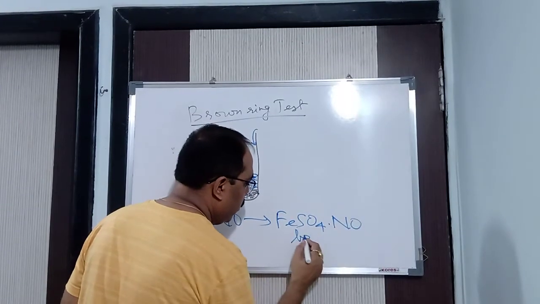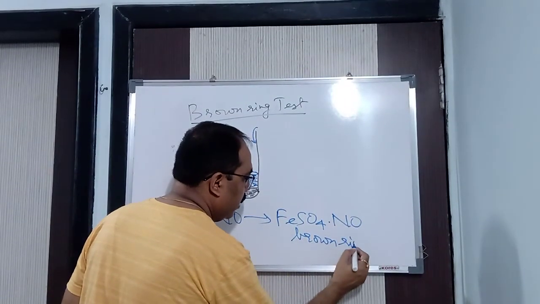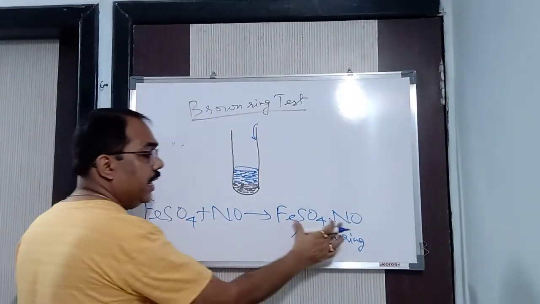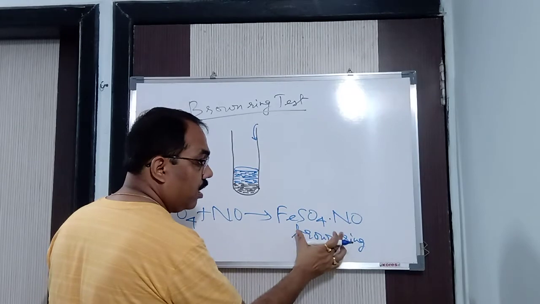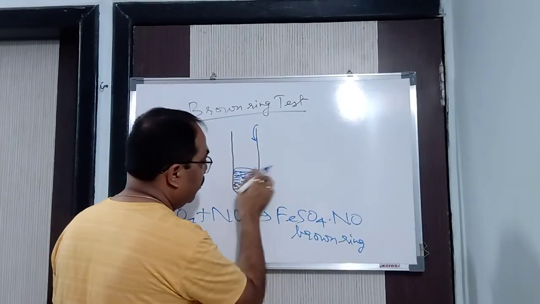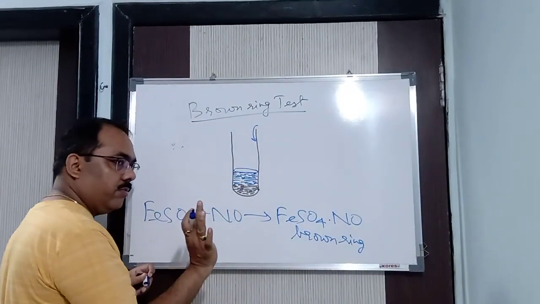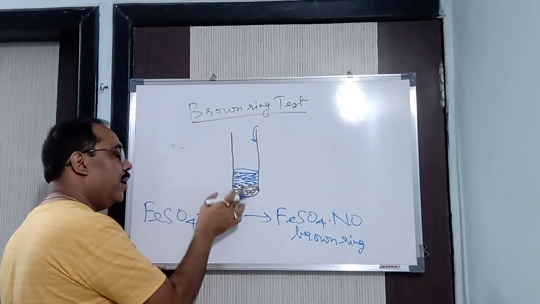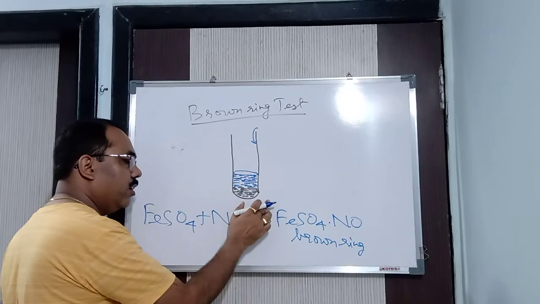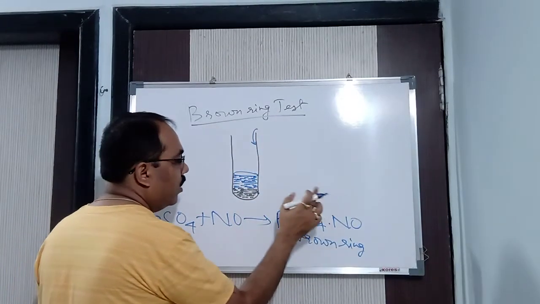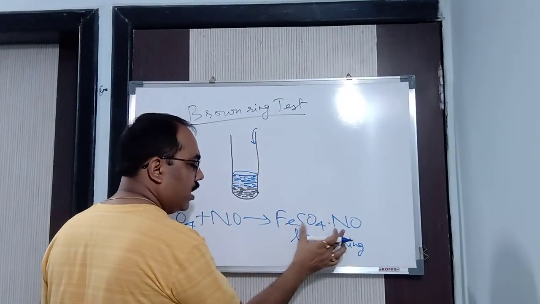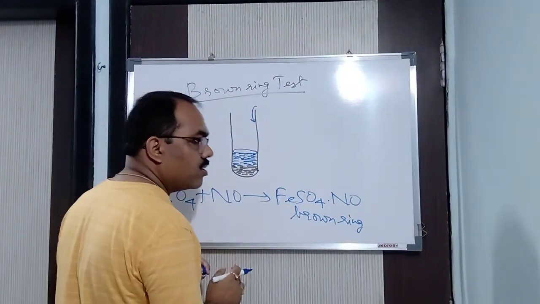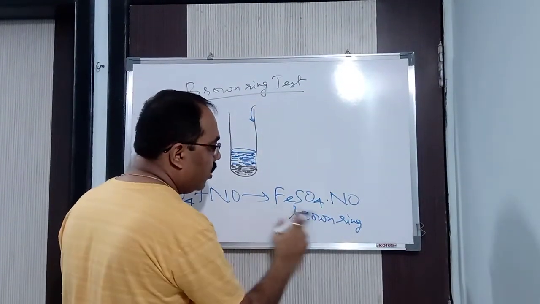FeSO4.NO, which is nothing but known as the brown ring, and the name of the compound is nitrosoferrous sulfate. Nitrosoferrous sulfate. Now the compound is the brown ring. It's nitrosoferrous sulfate which is being formed. Understood what I said? How the brown ring is being formed. Got it? When you are adding nitric acid or nitrate to ferrous sulfate, when it reacts, NO gas is evolved. This NO further reacts with FeSO4 to form FeSO4.NO. That is, a brown ring will be formed.